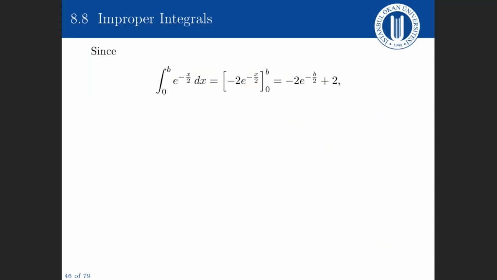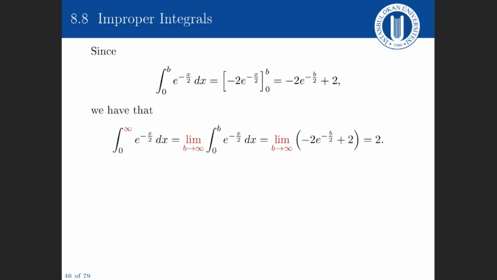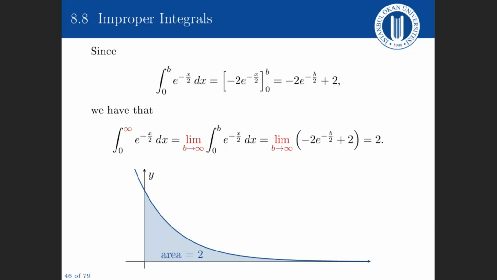So step 1, the integral from 0 to b, e to the power minus x over 2 dx, is minus 2 e to the power minus b over 2 plus 2. When we take the limit of this, we get 2. This area, the area under this graph between 0 and infinity, is equal to 2.